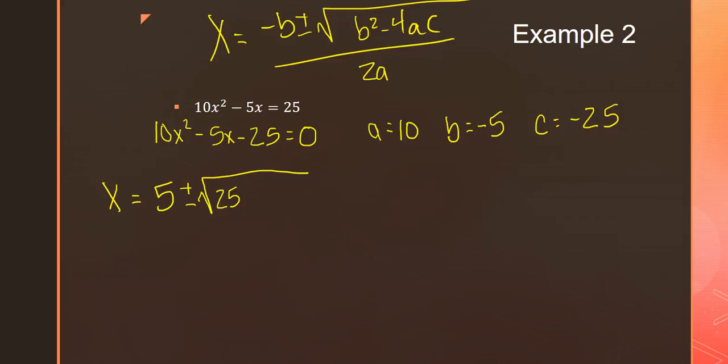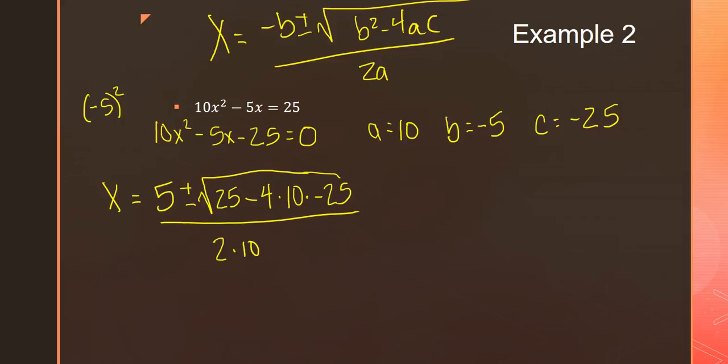Now, if you were to just type this in, and if you didn't put parentheses around the negative 5, it's going to give you negative 25, and that's going to mess that up. So I usually try and do the squaring while I'm writing it down, so I don't accidentally forget my parentheses. Minus 4 times a, which is 10, times c, which is negative 25, all over 2a, or 2 times 10.